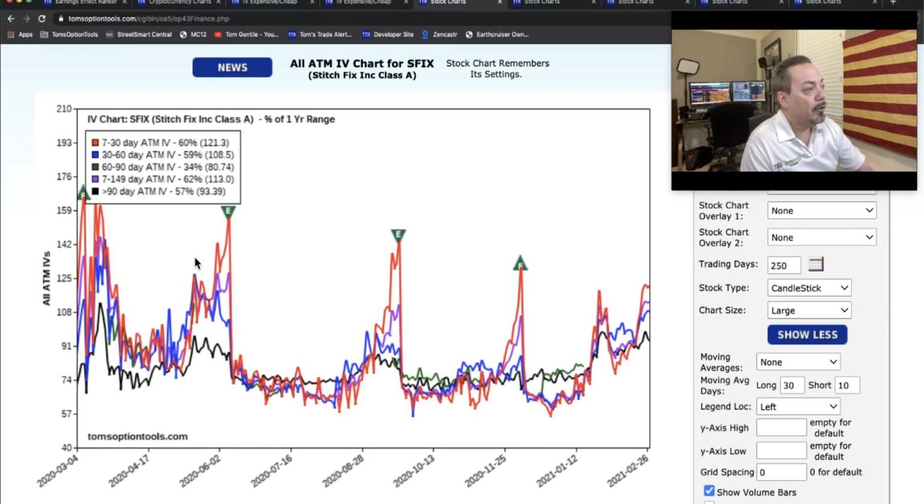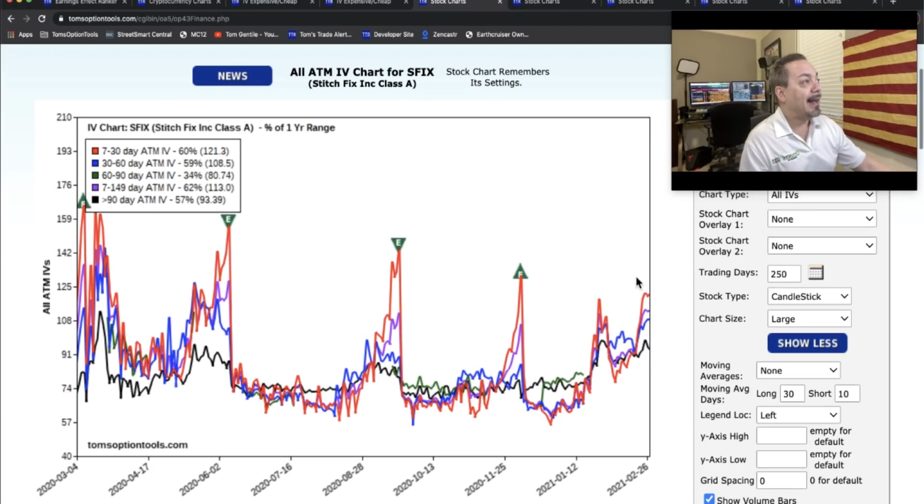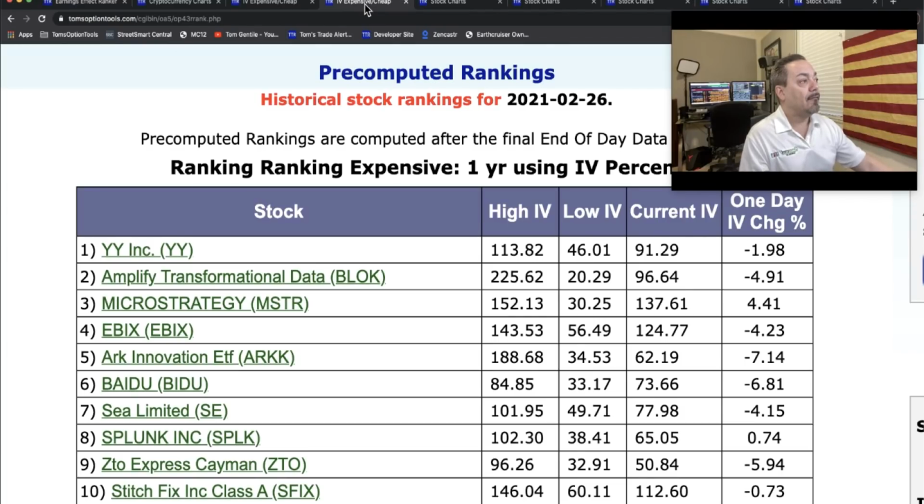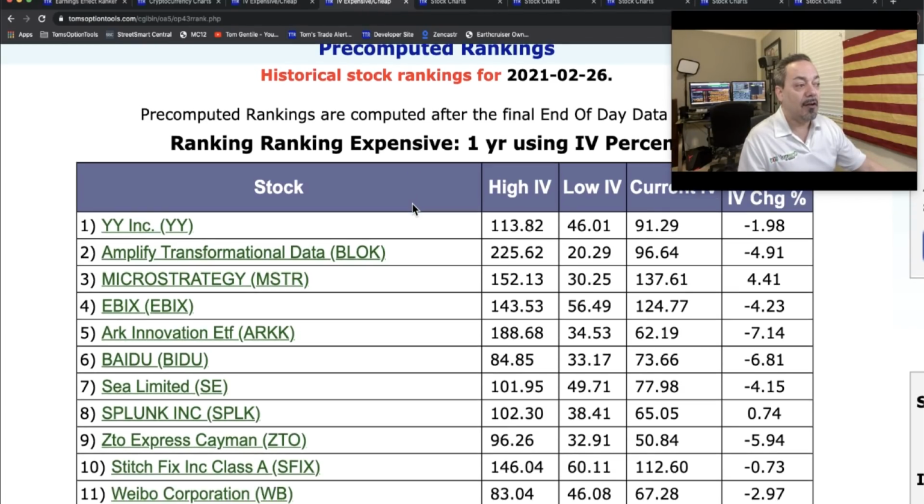But when you take out the red line, you start looking at the blues, the purples, etc., we are on the highs. And so when you look at the implied volatilities of these at-the-money options on average, it's telling me I don't want to be a buyer of calls or puts if I'm bullish or bearish on Stitch Fix. I'd be better off buying spreads or even selling premium if I want to go long or short. That is what the options implied volatilities, these expensive rankings, tell us.